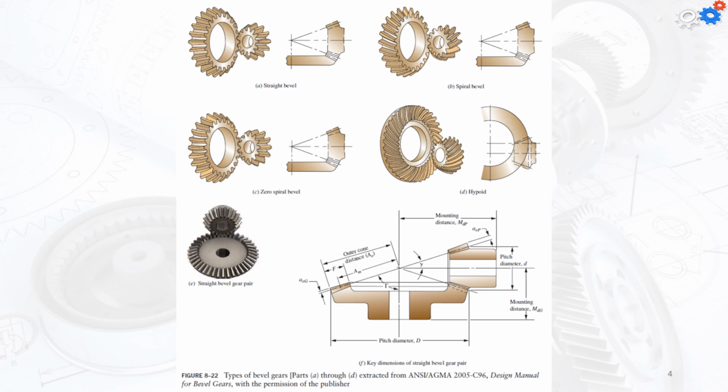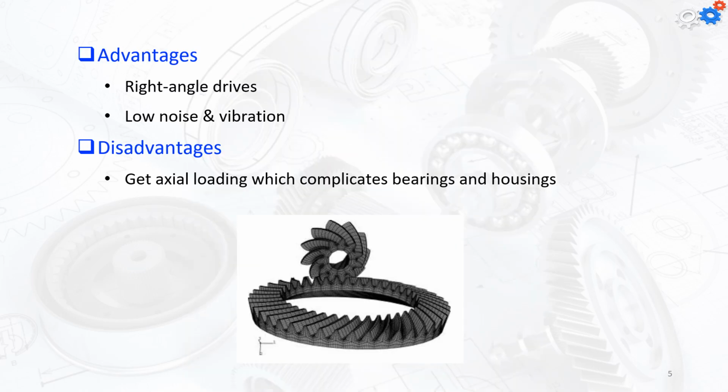The main components of the gears are shown here: the outer cone, the face width, the angle alpha, the center of the gears, and the pitch diameter location. It was mentioned before that the main advantages of bevel gears are right angle drives, so they can change the direction of rotation by 90 degrees, and they provide low noise and vibration. The main disadvantage is that getting the axial load complicates the bearings and the housing selection.